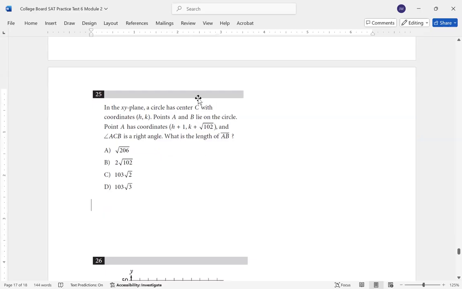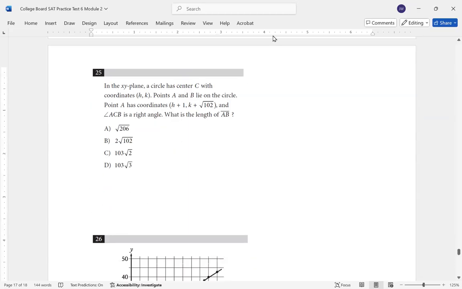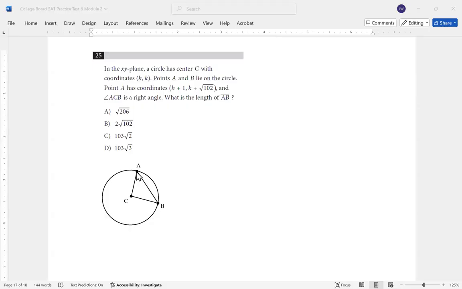Now, the interesting part about this is that it's probably easiest to draw a picture. So let's draw a picture, get a visual, see what it looks like. All right, so here's the picture. Now I want you to notice that this is a right triangle. So AC and CB are both the radius of the circle and also the legs of a right triangle. And we're trying to find the hypotenuse of this right triangle since ACB is a right angle.